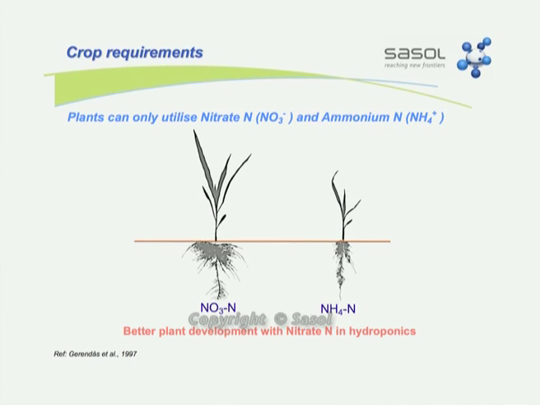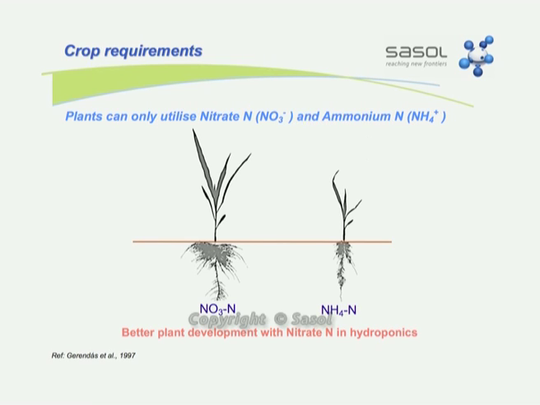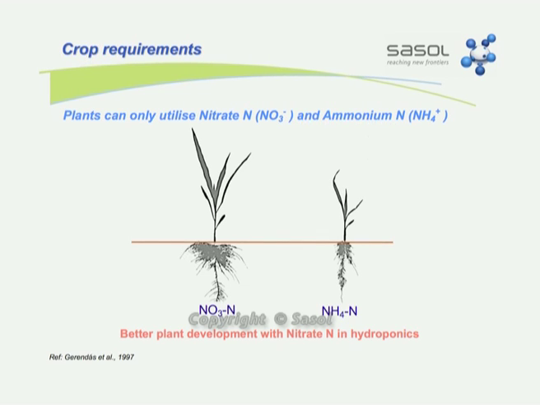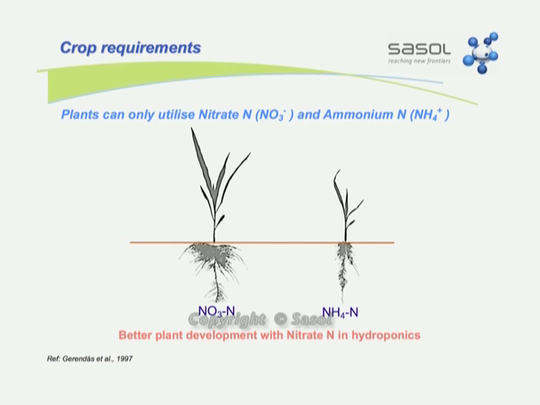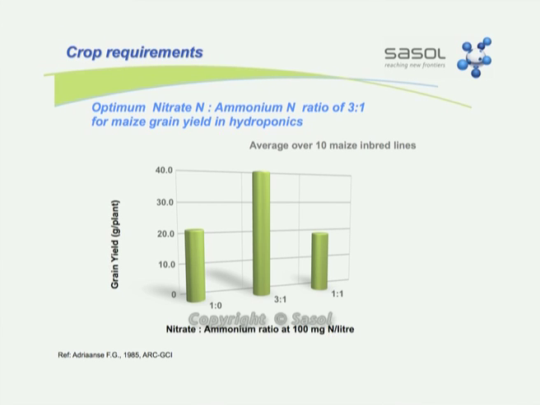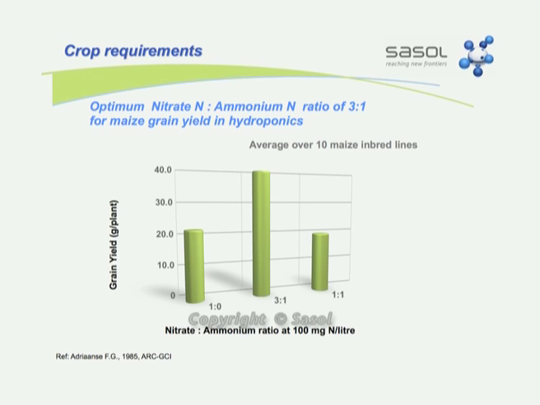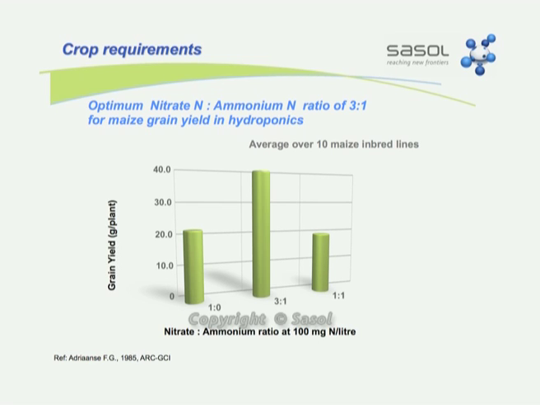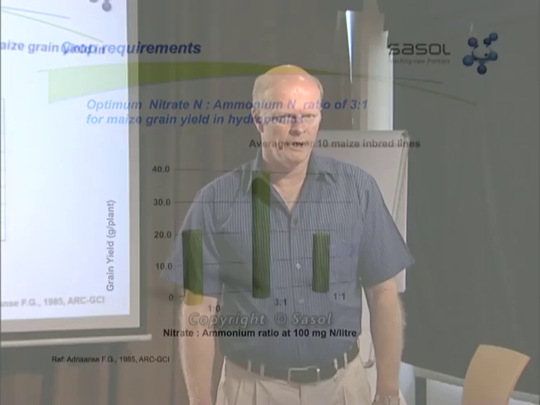Firstly then, crop requirements. Crops would prefer nitrate N to ammonium N, according to this slide. But that is if we look at the two sources separately. In fact, crops prefer a combination of the two. Most ideally, 3 parts of nitrate N and 1 part of ammonium N, that is 75% nitrate N and 25% ammonium N, would be the ideal.